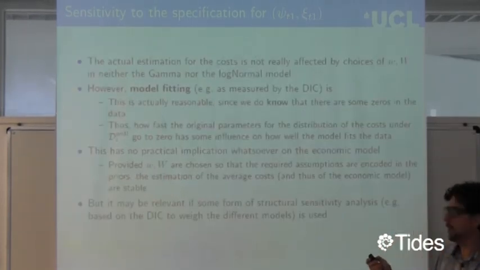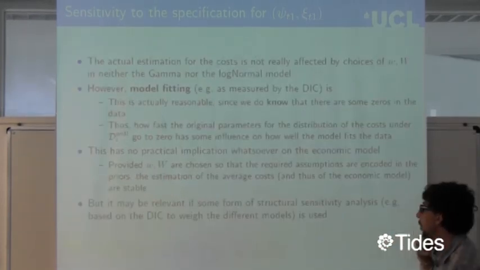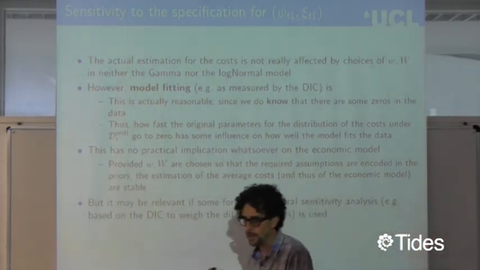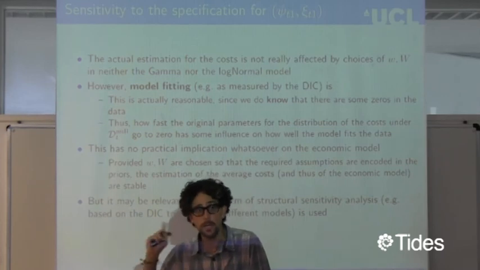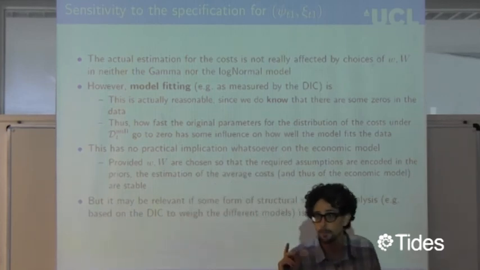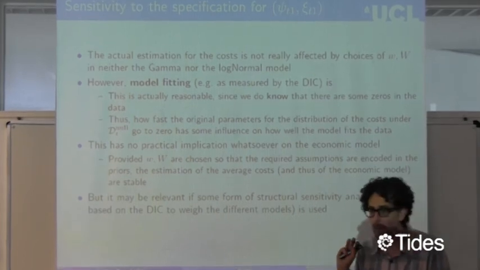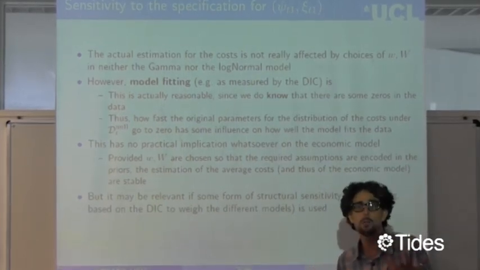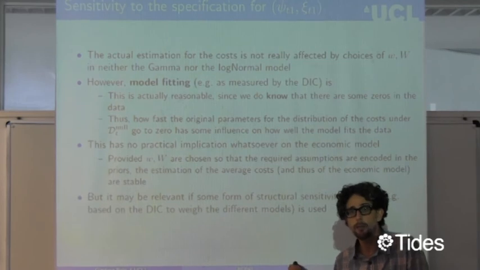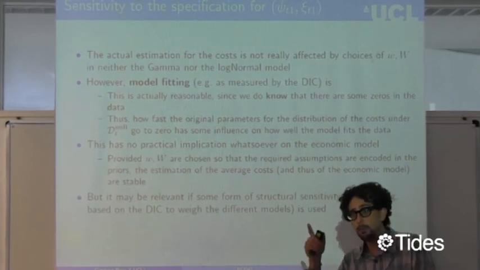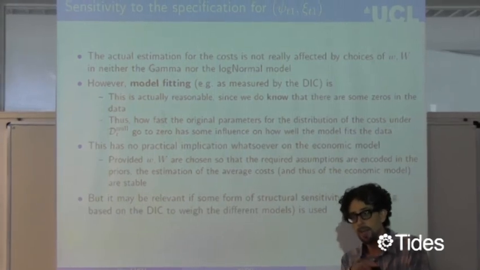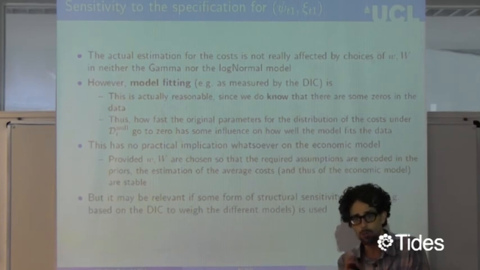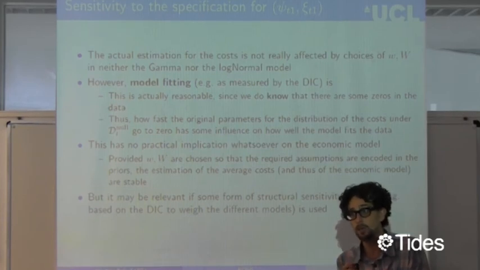There's another thing I need to mention before I wrap up: while this does not have an implication in the estimation of the costs, and therefore in the health economic evaluation, it does have an effect in model fitting. So for example, if you're using things like the DIC to measure how well a model is doing to fit your data, then the choice of the parameter W will make a difference. And again, that kind of makes sense because that W defines how quickly you go to 0 in the population for which you want to have an estimation of exactly 0.